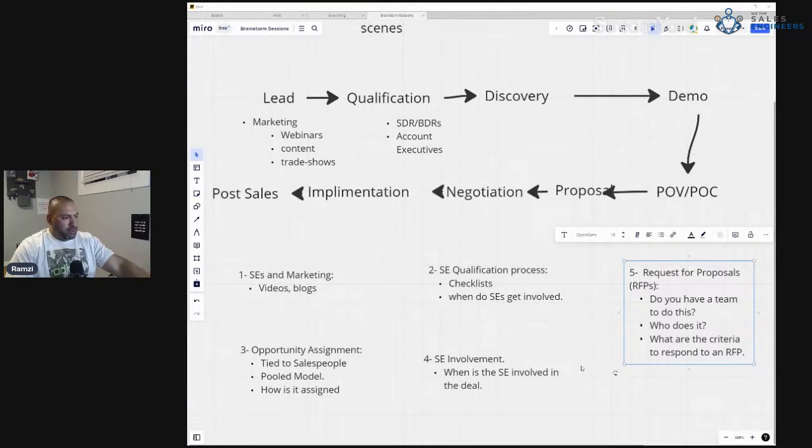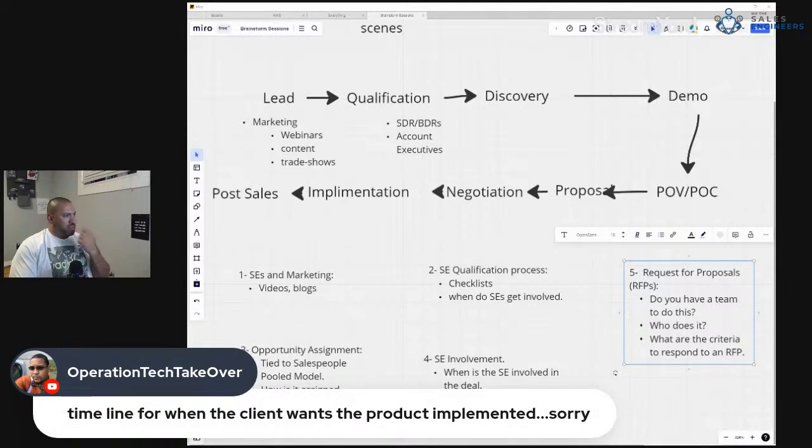The product implemented. We don't know when it comes to an RFP. They don't usually have a timeline. They're very secretive. So here's the thing. That's what I'm saying. If you get a request for RFP, and don't be sorry, I'm glad you clarified. You sound Canadian. I can say that because I'm Canadian.